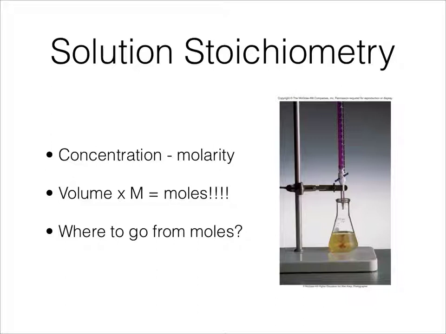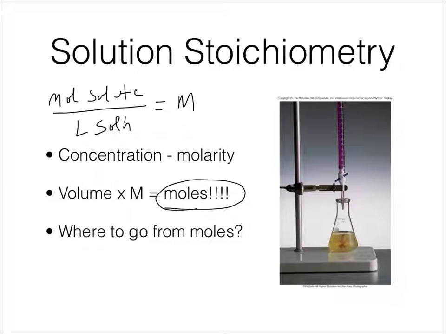Molarity, remember, is the moles of solute over the liters of solution. That equals our big M. So if I multiply my molarity times my volume, I get moles. And we can do anything with the moles once we get there. Just like we did with regular stoichiometry, I can take it to grams, I can take it to limiting reagent type problems, I can take it to another molarity if I want. So wherever you can go for moles, you can go using solution stoichiometry.